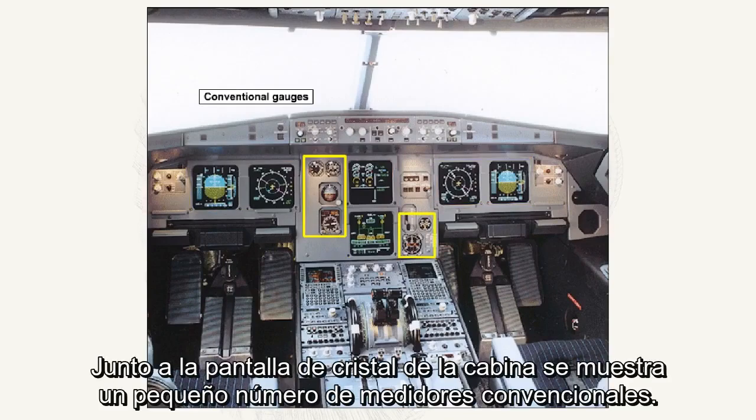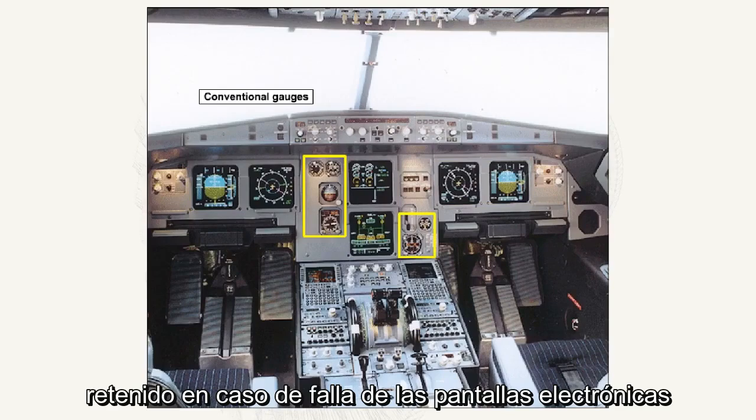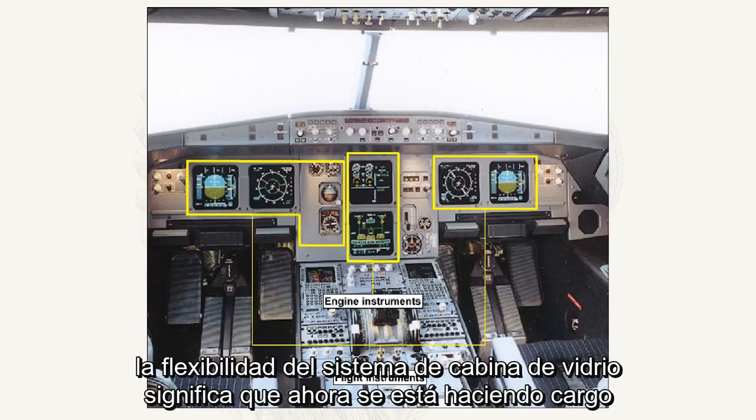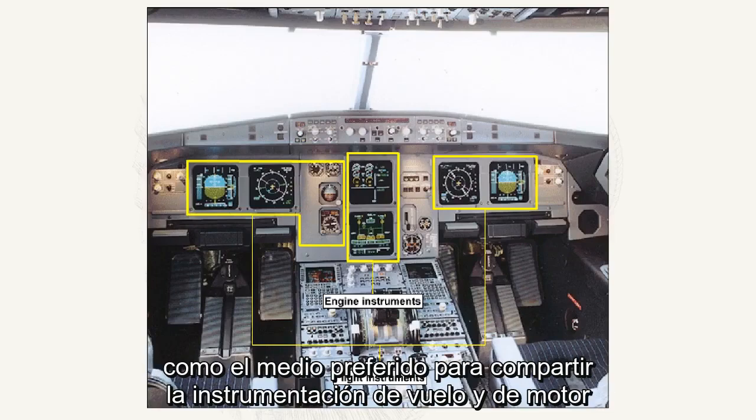Alongside the glass cockpit display, a small number of conventional gauges are retained in case of failure of the electronic displays. Both types of display convey essentially the same information to the pilot, but the flexibility of the glass cockpit system means that it's now taking over as the preferred means of showing both flight and engine instrumentation.